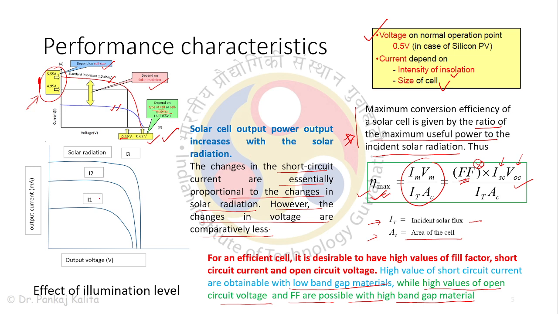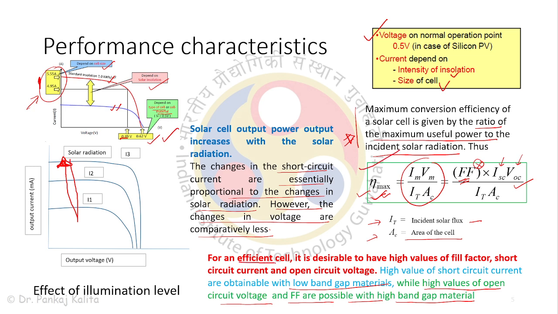Depending on the type of the material, this V can vary. Here you can see as the solar incidence is increased, the I value is increased. With more solar radiation, the current will also increase, because more electron-hole pairs will be generated and more current corresponding to that is obtained. Now the maximum conversion efficiency of a solar cell is given by the ratio of maximum useful power to incident power, that we have already discussed.